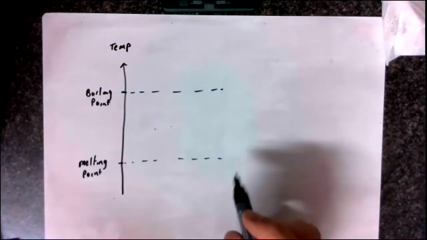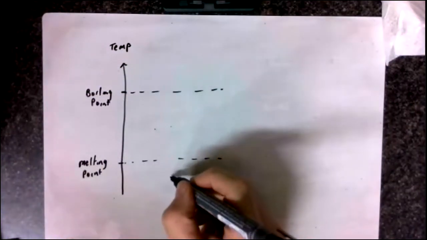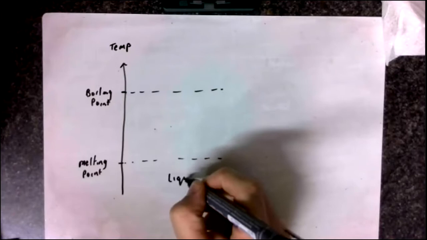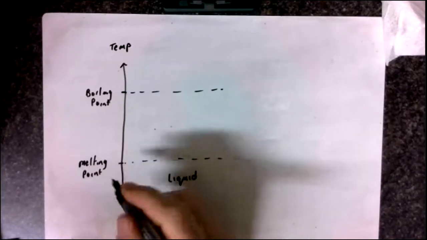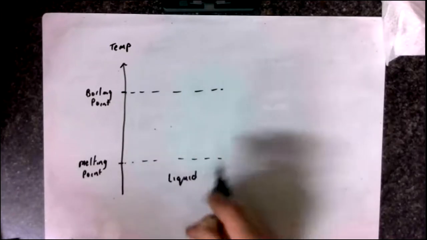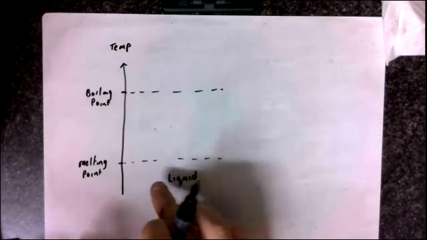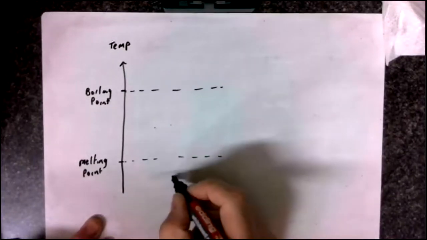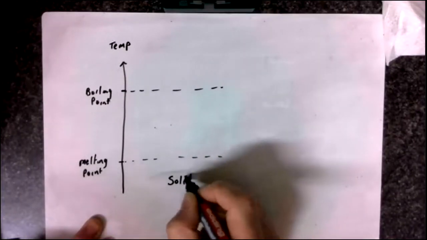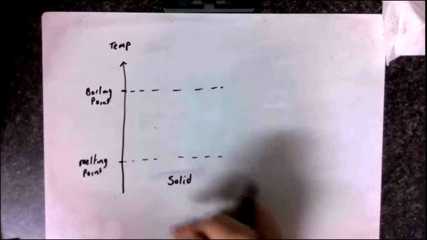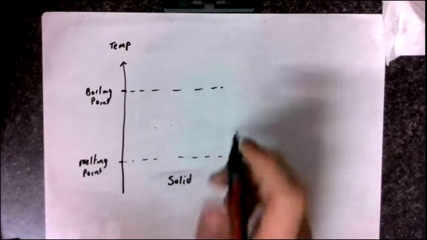Now, we can do this number line for any substance. What's important to remember is that if the temperature is below the melting point, it will be a liquid. Oh, sorry, not a liquid, that's incorrect. It will be a solid. In other words, the temperature is colder than the melting point, so it hasn't melted yet, so it's a solid.